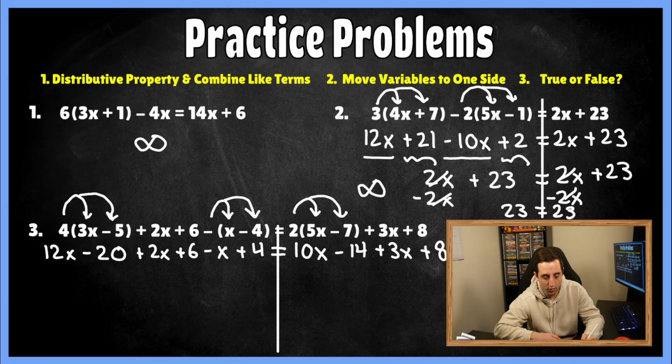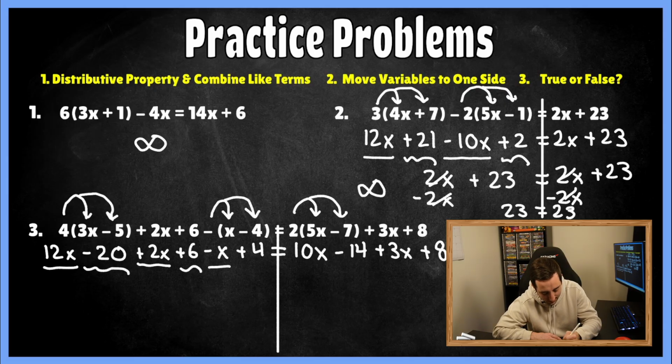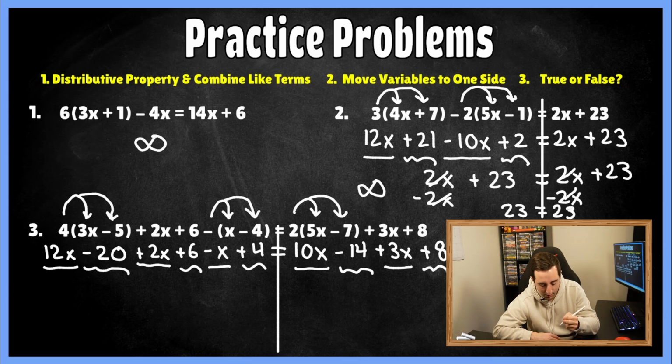Now we want to check to see, are there any like terms that we can combine together? So let's start on the left side. So we have 12x plus 2x minus x, and then we have 3 constants as well, negative 20 plus 6 plus 4, and we have some like terms that can be combined together on the right side, like 10x and 3x, and then we have 2 constants, negative 14 and plus 8, that can be combined together.